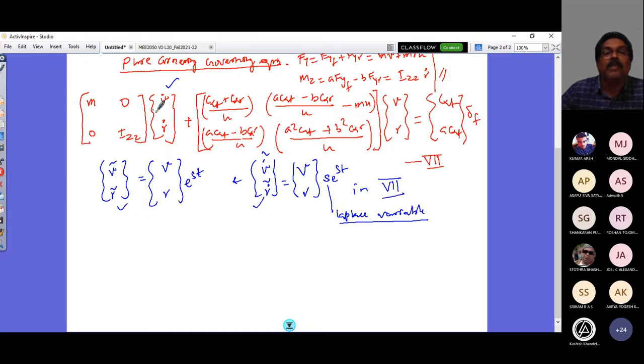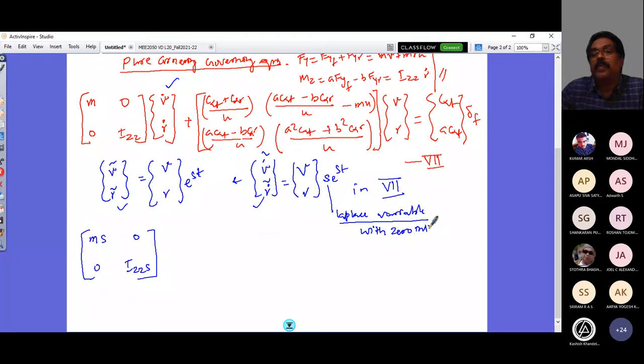Substituting this, there is an S variable that gets multiplied inside, so it's going to be M S, 0, 0, I zz S, and I will have e raised to st outside. When I substitute this here, I'll have e raised to st, which you don't require, since it's common and can be cancelled on this side. So let's substitute this and see what's happening. This is all with zero initial conditions. That's very important, zero initial conditions.